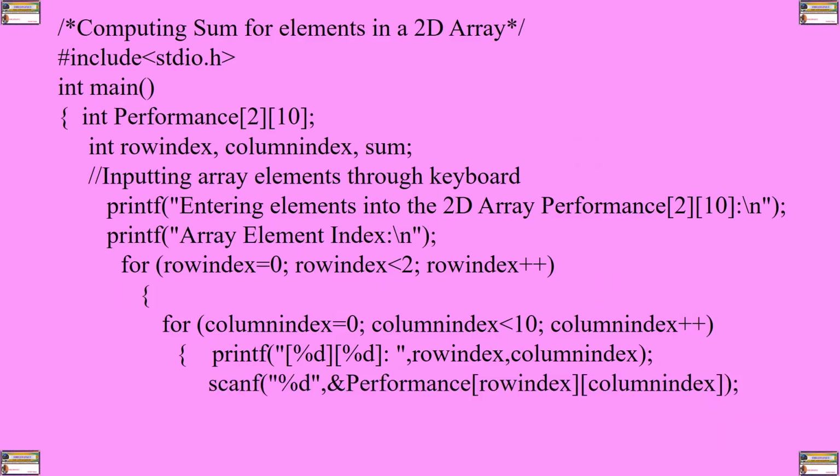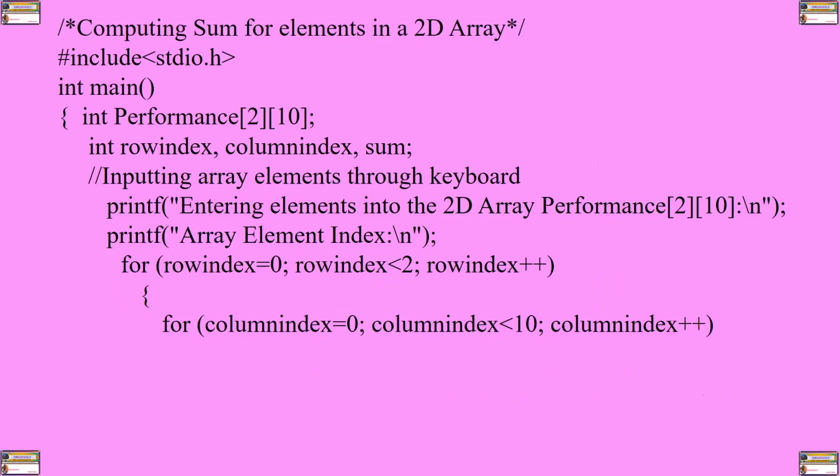And then here, the user is keying in a value. That value will be read and stored in the memory location called performance, whose first subscript will be 0, 0. So once that value is entered, it will be stored in performance at index 0, 0. That is subscript 0 for row index and subscript 0 for column index. Once that value is read and stored, the process will increment the value of column index, then check if that value is less than 10.